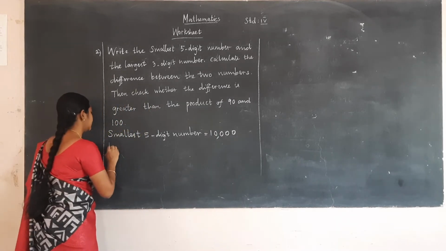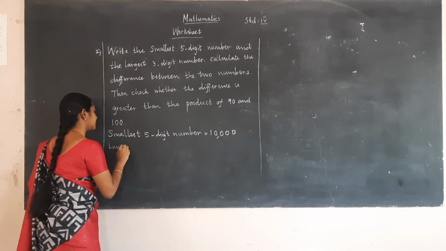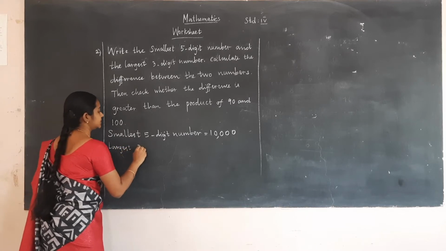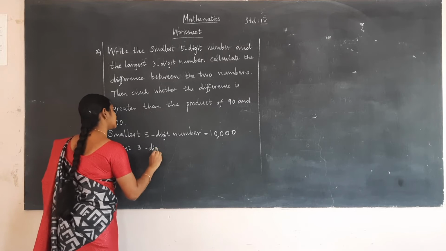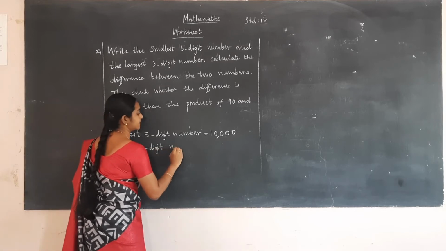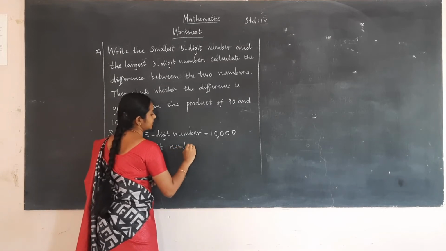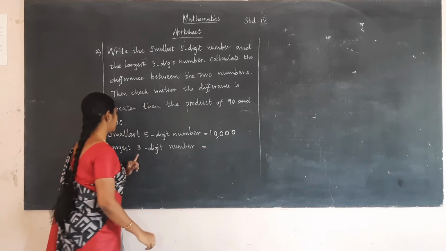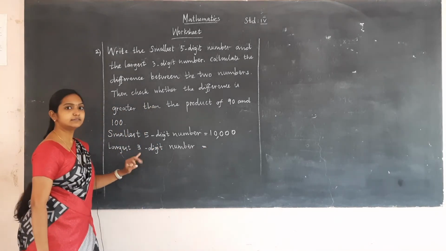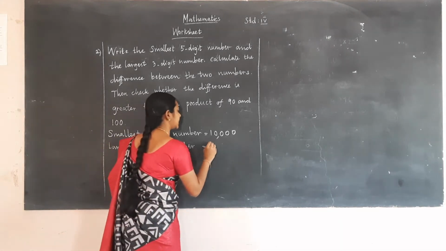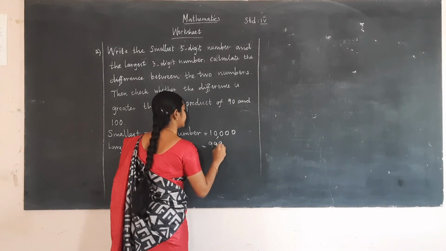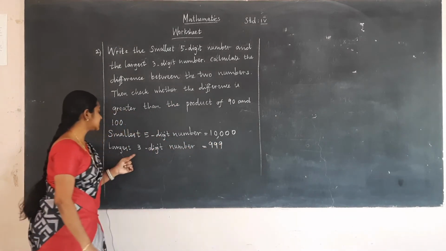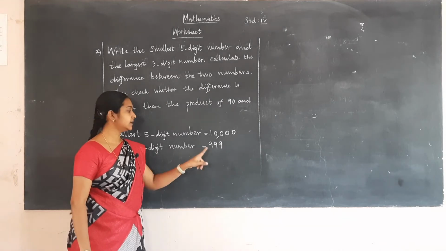Next we are going to find the largest 3-digit number. The largest 3-digit number will have 3 nines, 999.